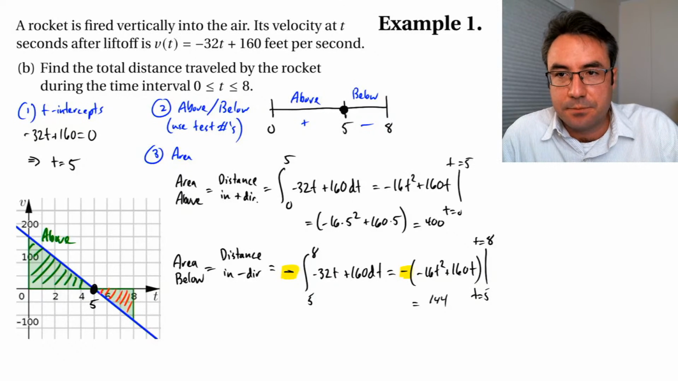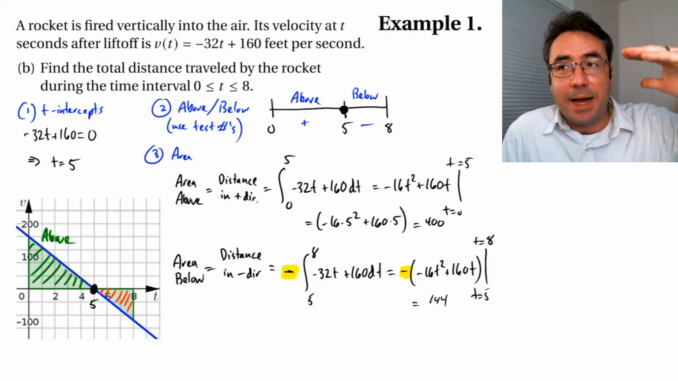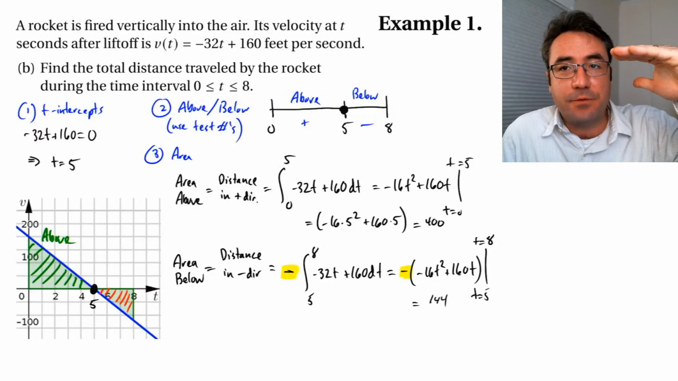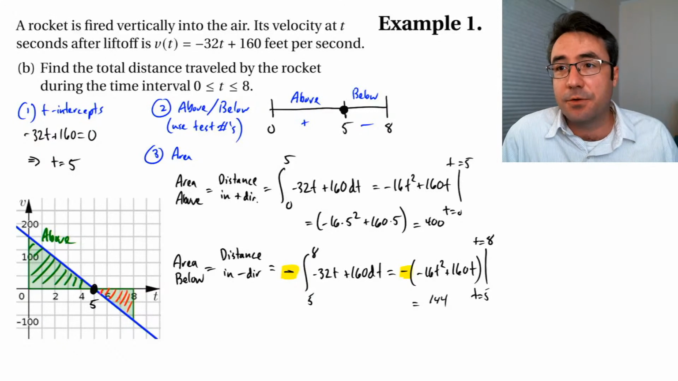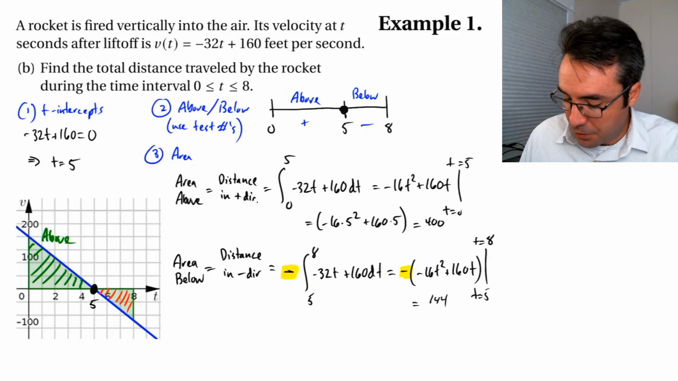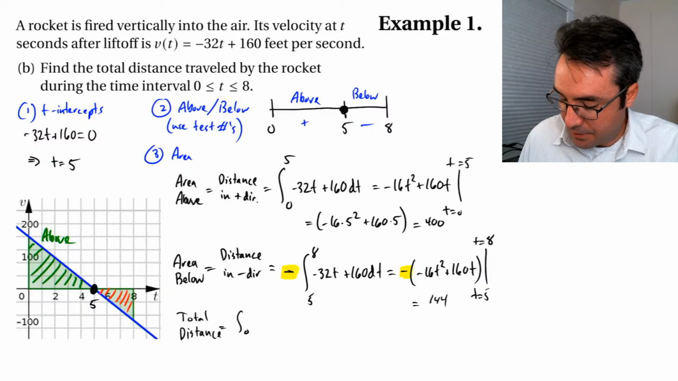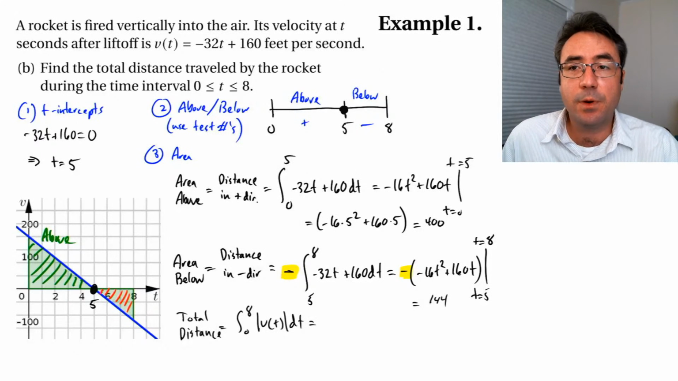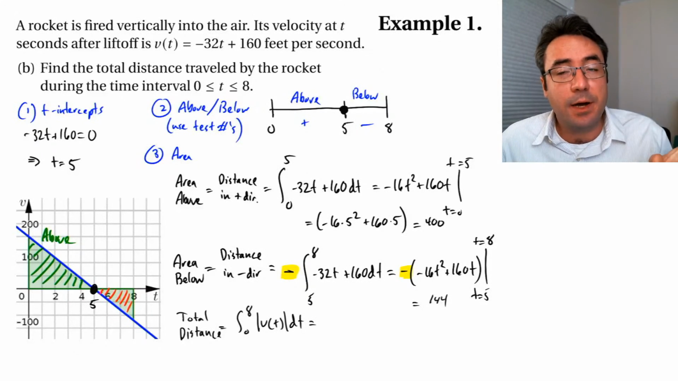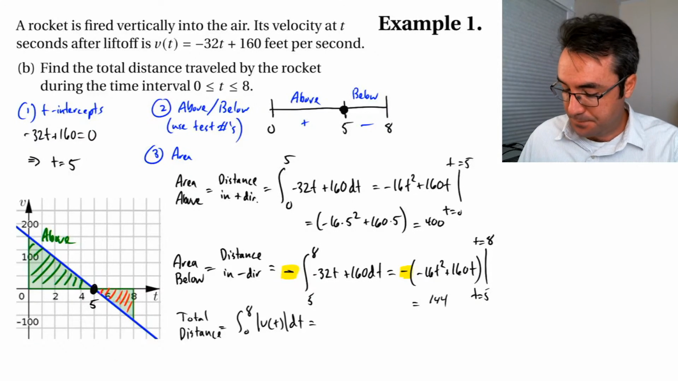All right, so we travel in the positive direction. That's 400 feet we travel up. Then we travel in the negative direction, so we start falling down. That's 144 feet. And so the total distance here that we travel is really the integral from 0 to 8 of the absolute value of our velocity function. But really what we're doing is we're calculating the area above, we're calculating the area below, and then we add them together.